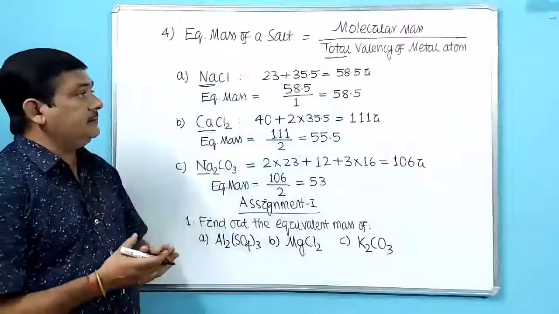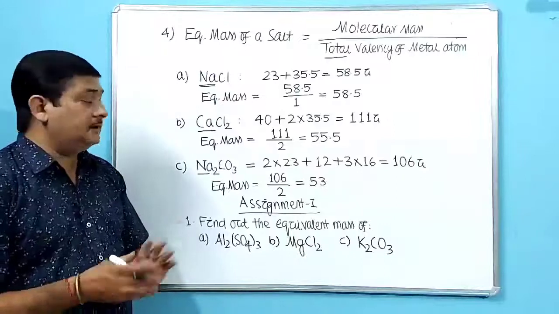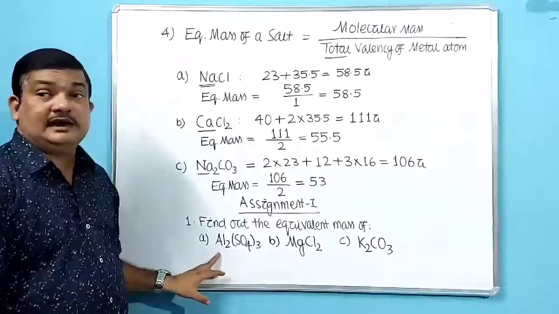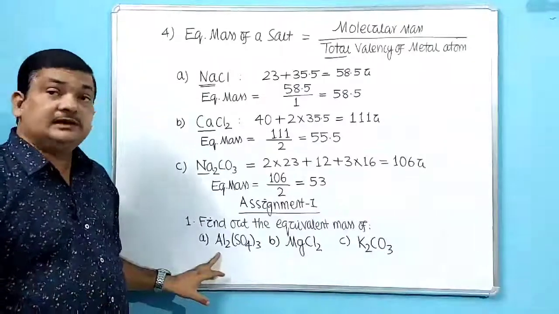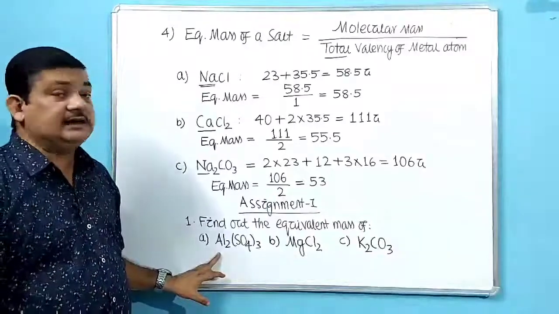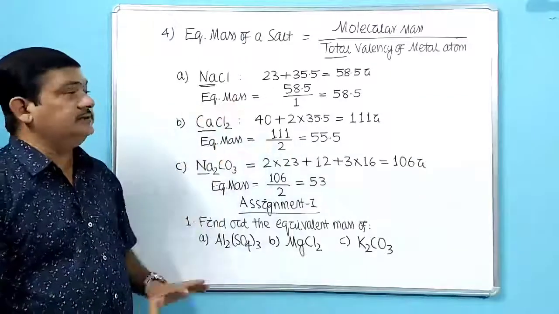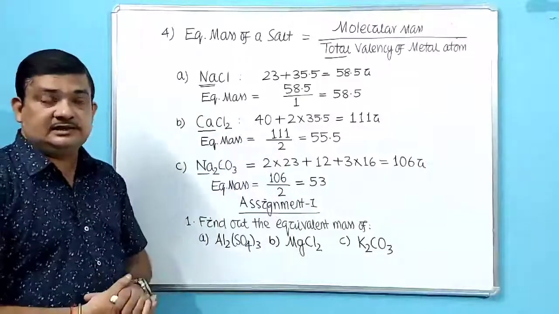Formula I already told you: molecular mass by total valency of the metal atom. Okay, so simple formula, you have to simply remember what is the metallic part. You have to find out the metallic part, and how to find out total valency: number of metal atoms into valency. Okay, so divide the molecular mass by it, you will get the equivalent mass.